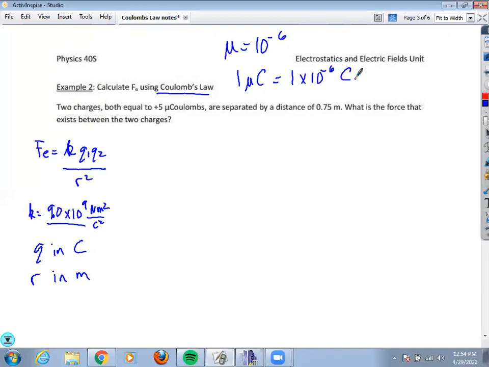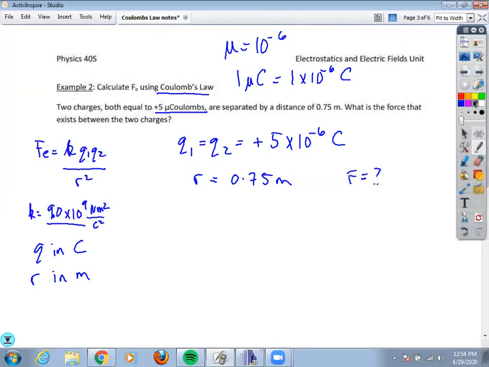So we have this. Two charges are both equal to plus 5 microcoulombs. So Q1 equals Q2 because they're both the same, which equals plus 5 times 10 to the minus 6 coulombs. That is the value of each charge. They're separated by a distance r of 0.75 meters. What is the force that exists?